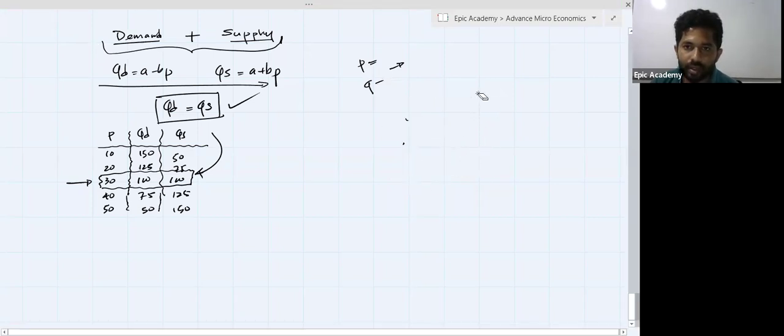Can you find the demand equation and supply equation for this schedule? Okay.